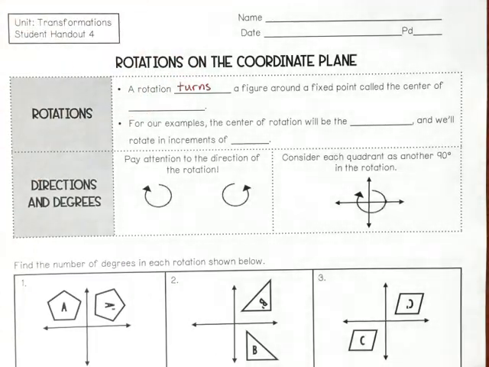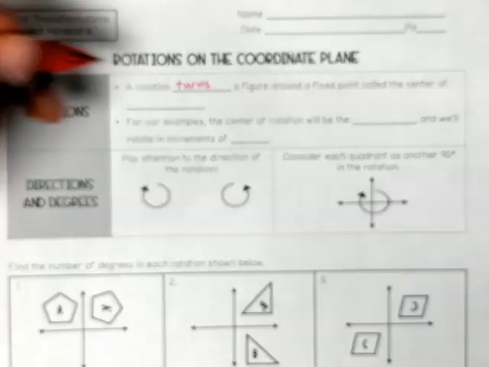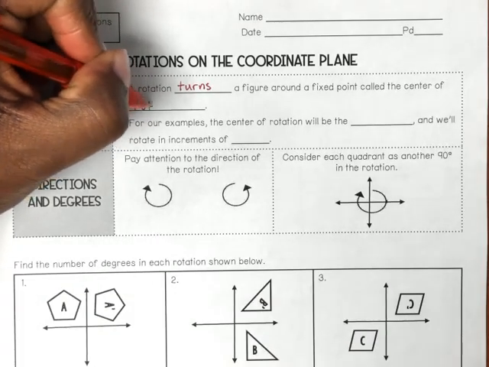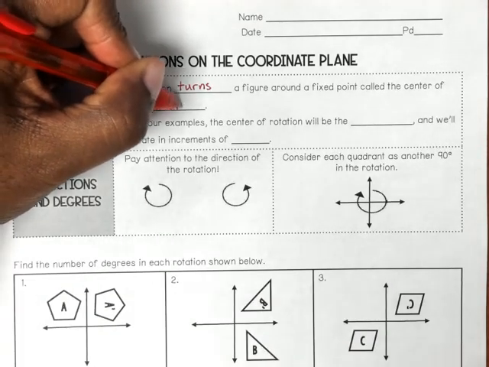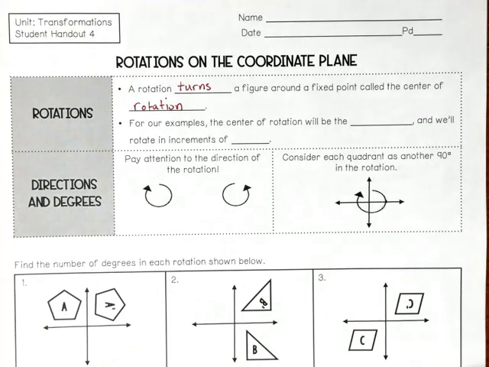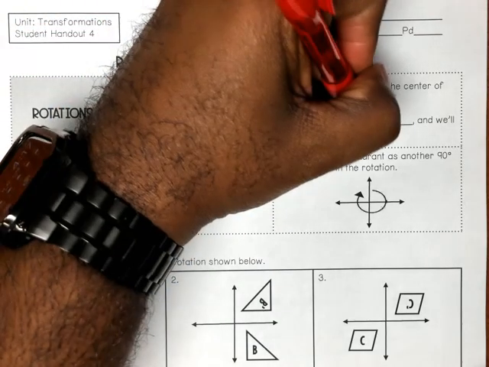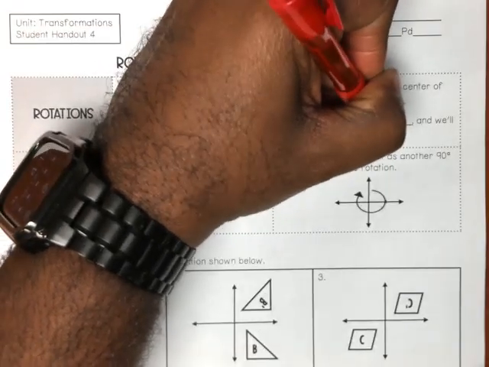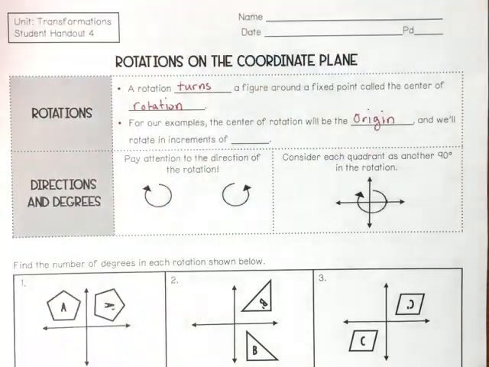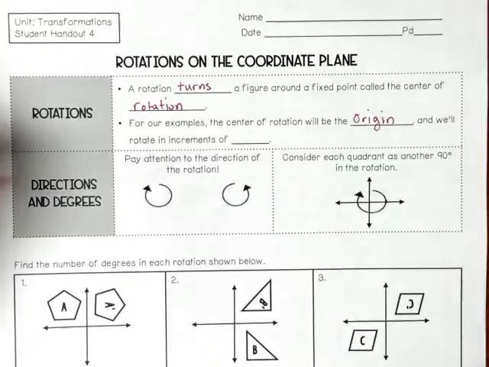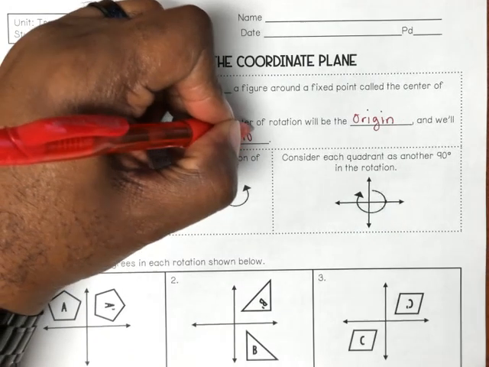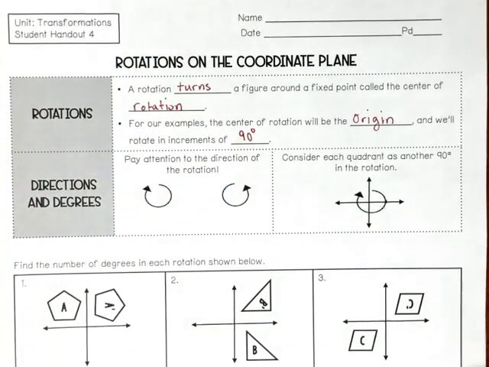a figure around a fixed point called the center of rotation. And we'll get more into that in a second. And for our examples, the center of rotation will be the origin. And we'll rotate in increments of 90 degrees. I'll show you what that looks like in a second as well.